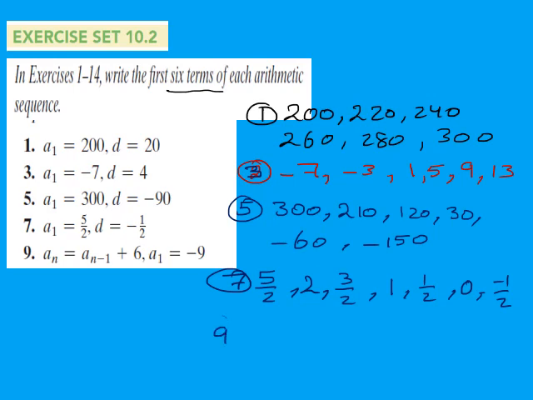Regarding number 9, N is the general rule, and as we can see, it's adding 6 to the previous term. So the common difference here is adding 6. So negative 9 after adding 6 is negative 3, after adding 6 is 3, after adding 6 is 9, 15, and 21.